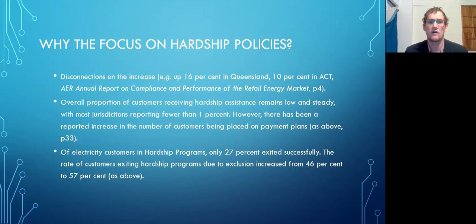Final statistic here, of electricity customers in hardship programs, only 27% exited successfully. Again, that was in that year from the AER compliance report. The rate of customers exiting hardship programs due to exclusion increased from 46% to 57% that year. So that suggests that obviously customers are not successfully completing the hardship program. In some sense, the existing hardship program framework is not working.